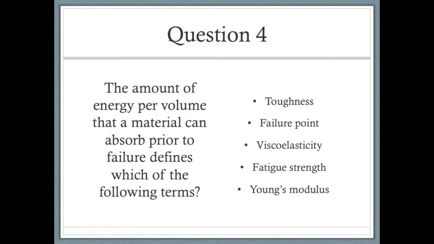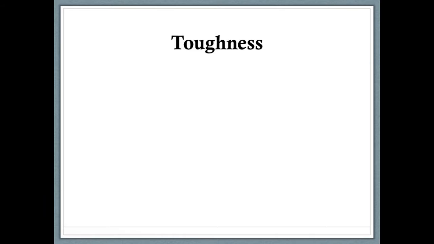The next question that we will look at asks, the amount of energy per volume that a material can absorb prior to failure defines which of the following terms? The correct answer by definition of the word is toughness. The toughness of a material is defined as the work per unit volume required to fracture material. Thus, it can be used to measure material's ability to absorb energy without fracturing.